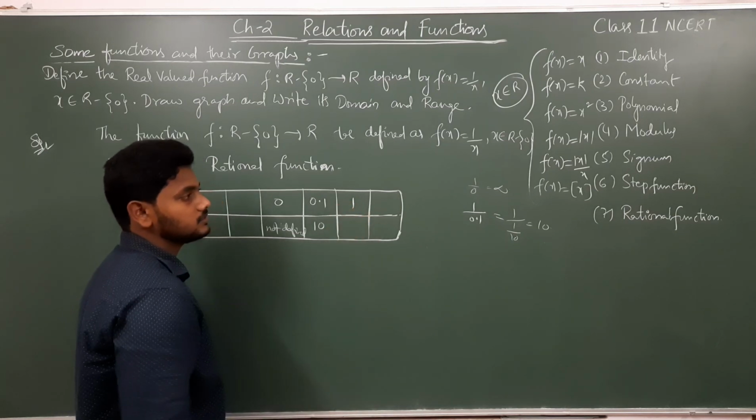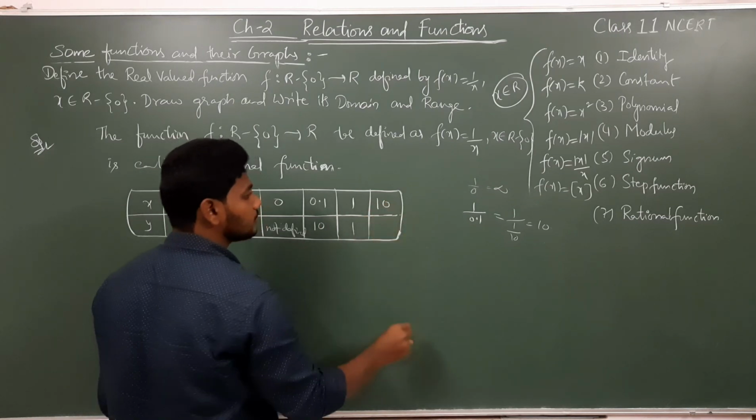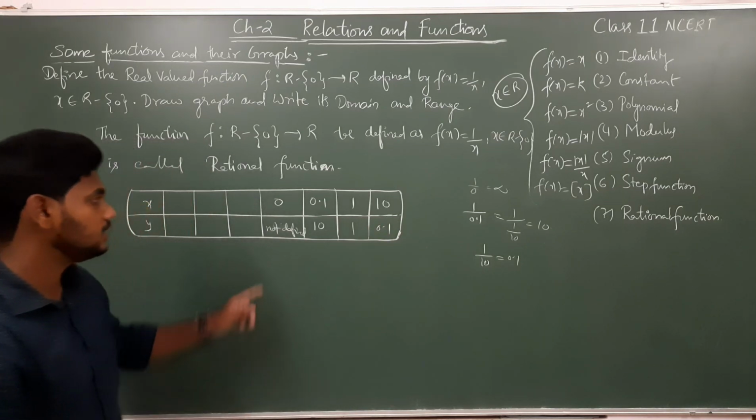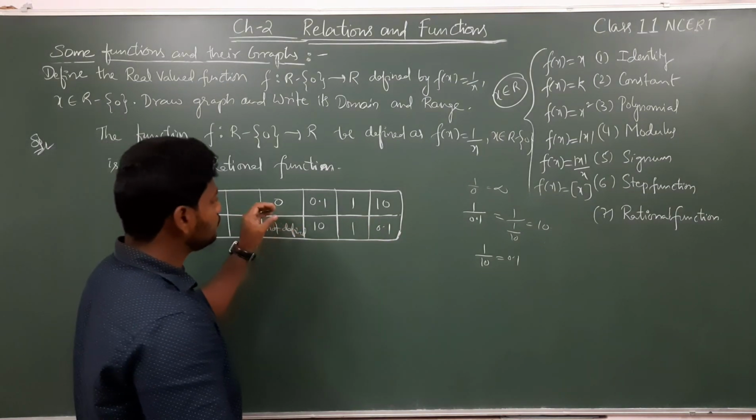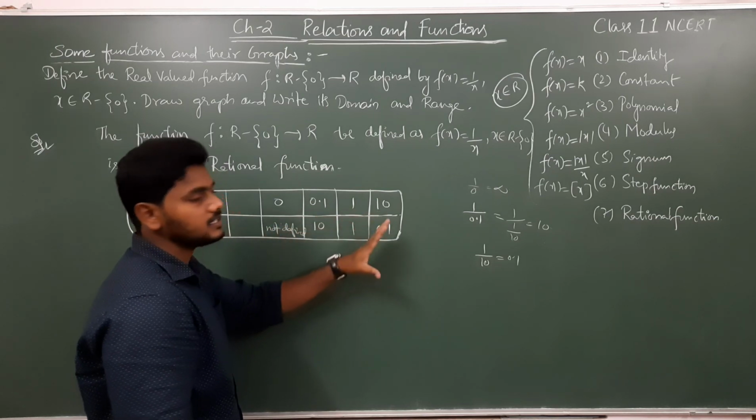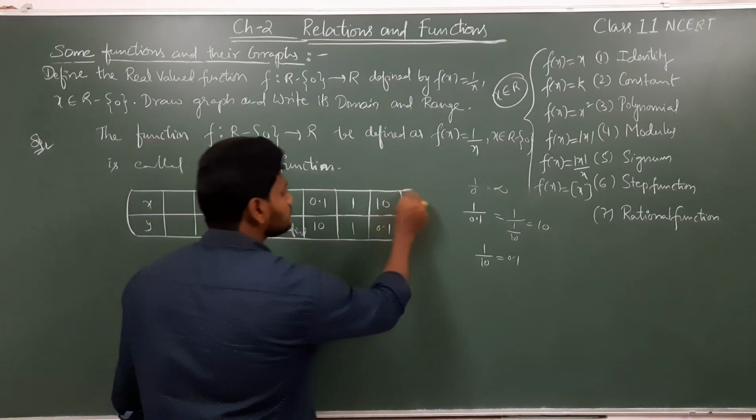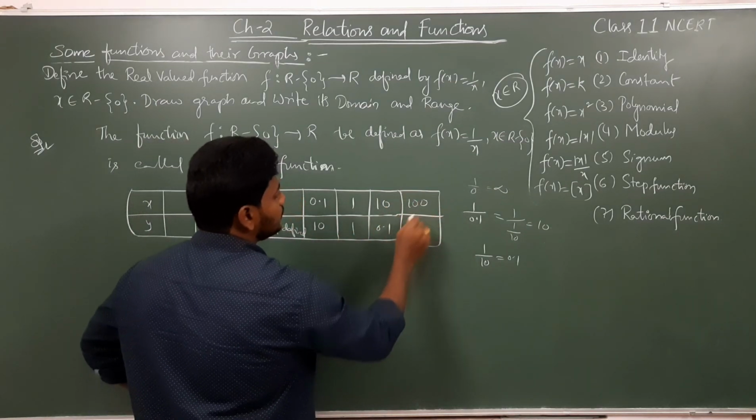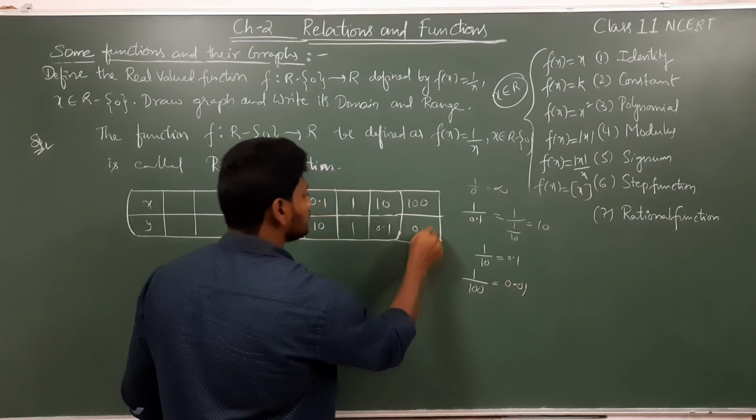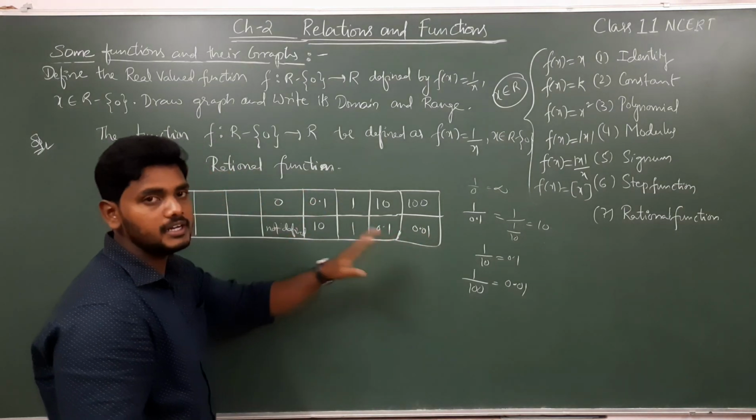If we take 1, what is 1 by 1? Nothing but 1 only. If we take 10, what is 1 by 10? 0.1. Here what do you understand? When the positive value is increasing from 0.1 to 10, the value of the function is decreasing. If you take 100, what is 1 by 100? 0.01. As x increases, the value of the function decreases.